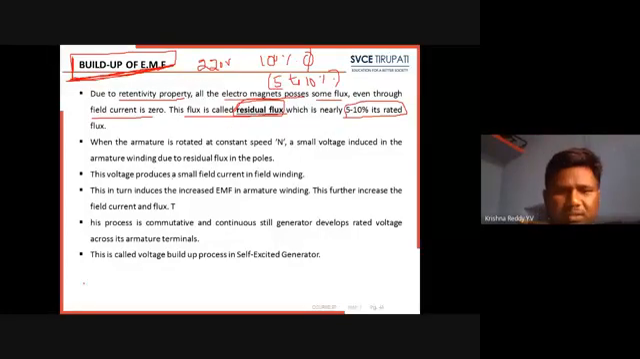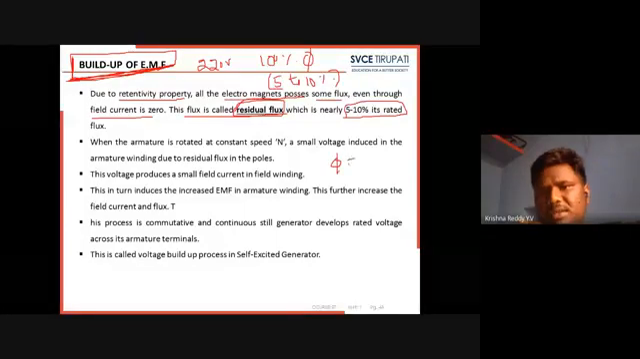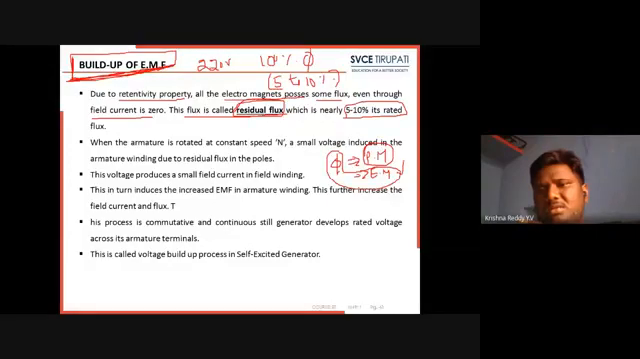Here, we are producing the flux with the help of electromagnets or permanent magnets, either by using permanent magnets or electromagnets. Mostly we are using the electromagnets in case of machines, because permanent magnets have an aging effect. That's why mostly we are using the electromagnets.